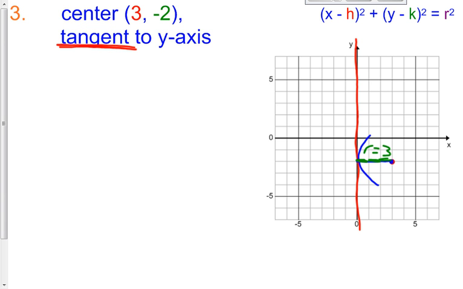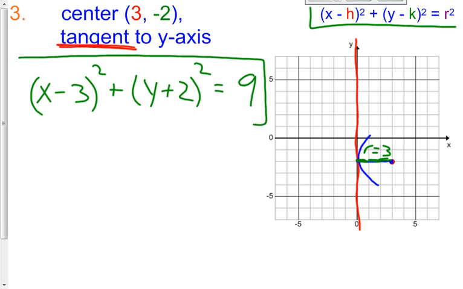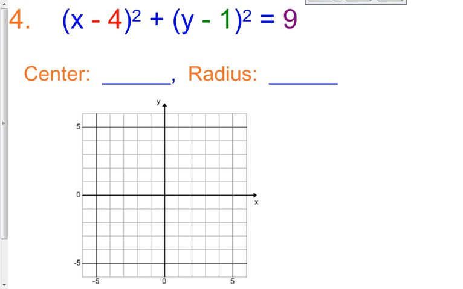As I expressed at the beginning, as long as you know your center and as long as you know your radius, you can write the equation of any circle. So it's going to be x minus 3, that quantity squared, plus y minus negative 2, or y plus 2, that quantity squared, equals the radius squared, and the radius is 3. So 3 squared is 9. And here's my answer for problem number 3.